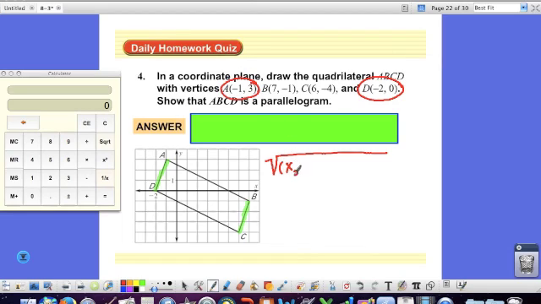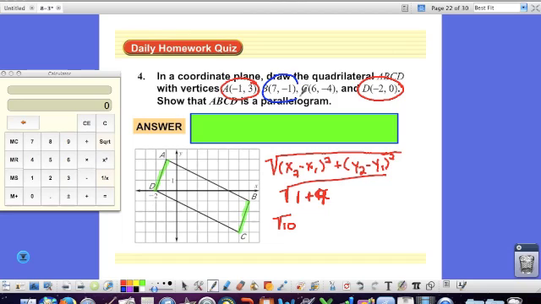Remember the distance formula, x2 minus x1 squared plus y2 minus y1 squared. I just like to do them in this order. -1 minus -2. So that's -1 plus 2 is 1. And 1 squared is 1. 3 minus 0 is 3. Squared is 9. Sorry, I'm doing the next part in my head. So it's the square root of 10 is this length.